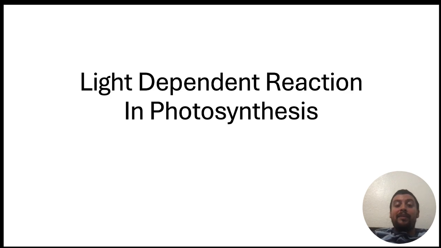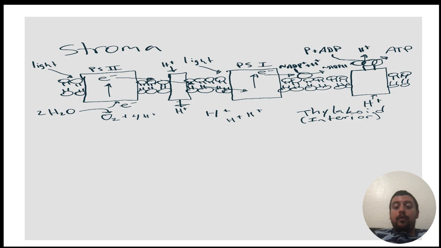Hello, today we'll be discussing the light-dependent reaction in photosynthesis. To begin, the light-dependent reaction occurs within thylakoid discs, which are within the chloroplast of a cell. Surrounding these thylakoid discs is a fluid substance called stroma. So here, what I have is what it would look like if we cut a thylakoid disc in half.